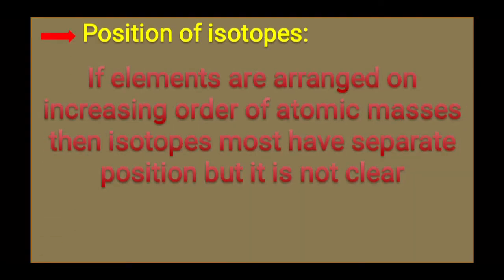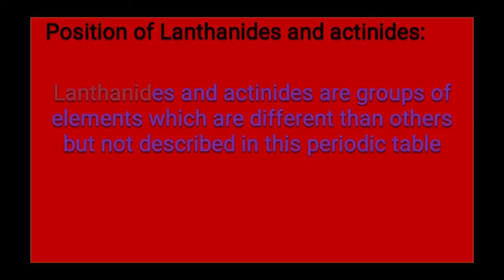Position of isotopes: if elements are arranged in increasing order of atomic masses, then isotopes must have separate positions, but this is not clear in Mendeleev's periodic table. Position of lanthanides and actinides: lanthanides and actinides are groups of elements which are different from others but not described in this periodic table. There was no proper place for lanthanides and actinides.